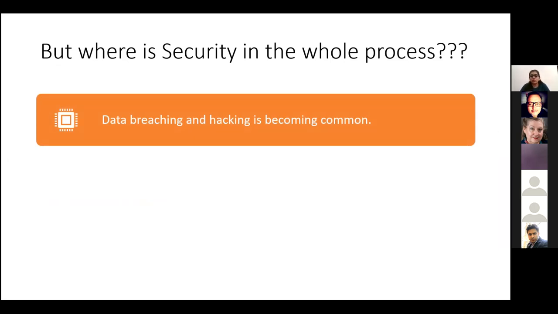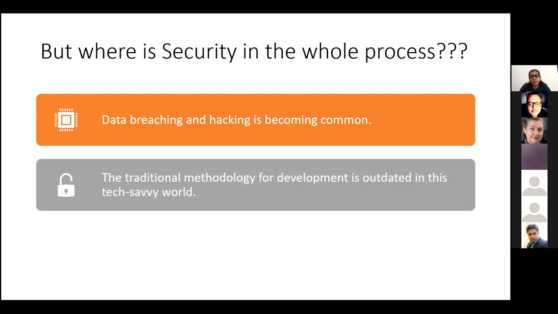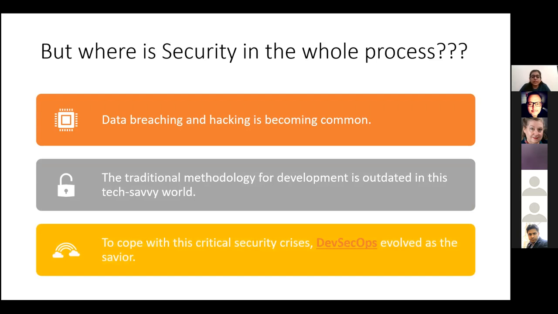Every day we come across news of data breaches and hacking. So is there any loophole in application development, we may think? A security breach can result in the loss of billions of personal records, even confidential information, and would affect the business a lot. The traditional methods that we currently have for development are outdated in the tech-savvy world, where countless applications are created and uploaded on the web store. A security breach is a prime concern for businesses and application developers. So to cope with the critical security crisis, DevSecOps has come out as a savior.